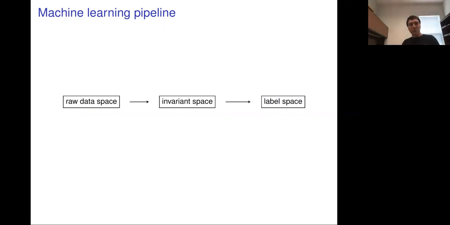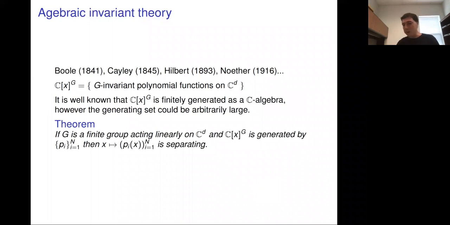But we will, near the end, also discuss briefly how you do this second arrow, to get to the label space from that. Okay, so now that we've motivated this concept of thinking about these invariant and separating functions, I want to just briefly talk about the history of this kind of thing.